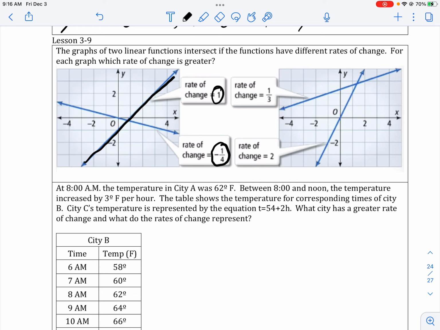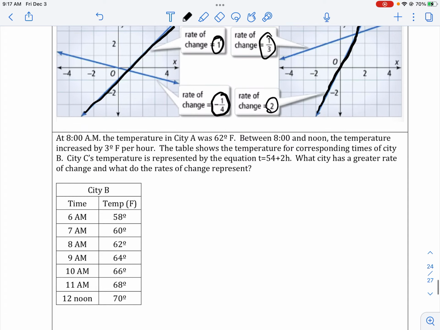Now look at the graph on the right. I have a rate of change of 1/3, and then I have a rate of change of 2. If you look at the two graphs, the rate of change of 2, the bigger absolute number, both are positive, so that's okay. The bigger absolute rate of change is steeper. Therefore, the rate of change of 2, that line is steeper because the slope is bigger.